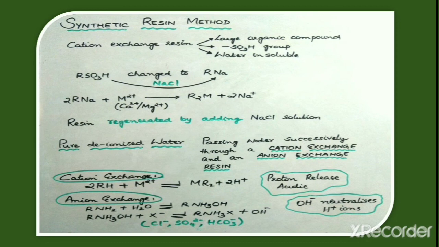The OH- ions present in the anion exchange resin may be exchanged with the anions present in water. The different anions present in water may be chloride, sulfate, bicarbonate. RNH3OH + X- thus gives RNH3X + OH-. OH- ions thus released will neutralize the H+ ions.